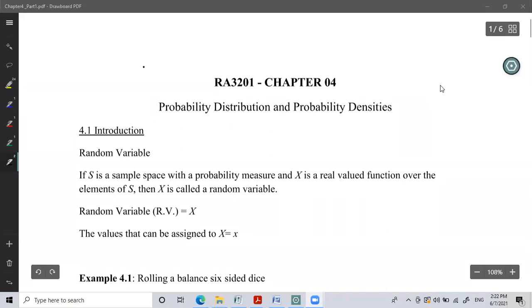Okay, so we are going to start chapter 4, again related to probability, but now we are looking at some probability distributions and probability densities. Now we know how to calculate probabilities, right? But usually when you look at the behavior of certain random variables, you need a function to define the behavior of those random variables. You cannot always calculate the probabilities in the usual manner, by finding the event in the sample space and so on.